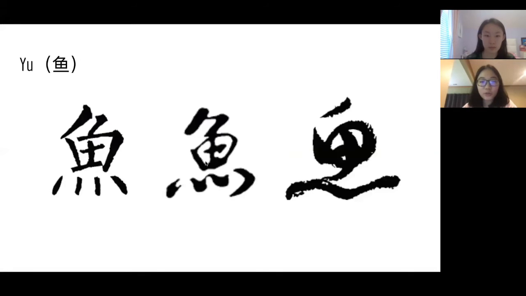This is a combination from both the left and the right. And I think people use this more because it's not as formal as this and it's not as artistic as this, so it's very easy to write.